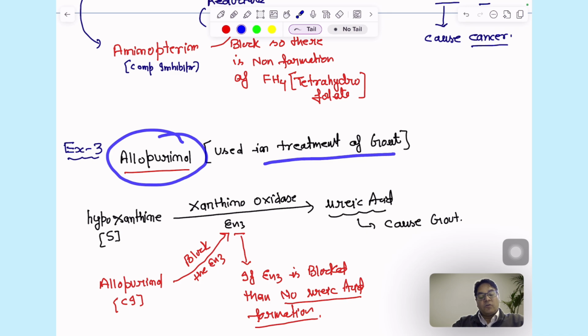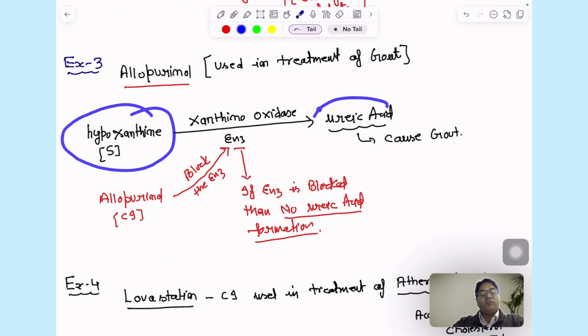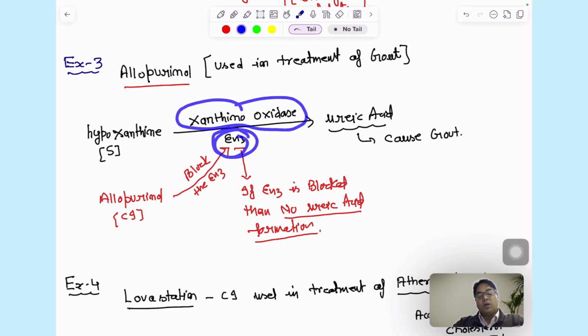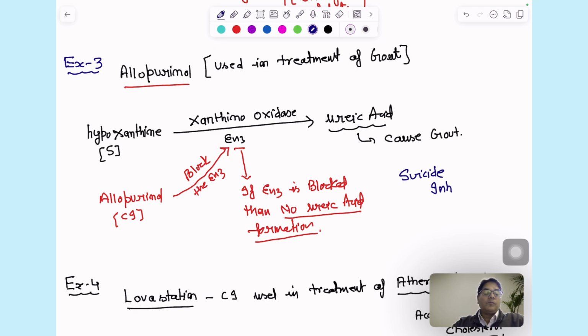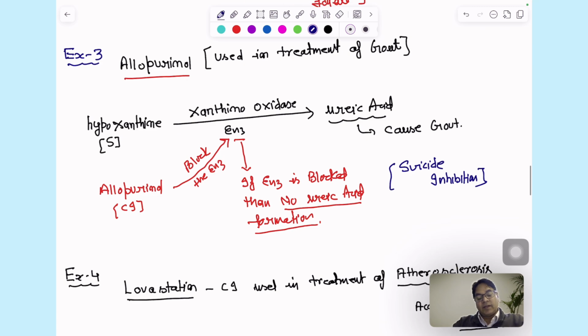Allopurinol is used in treatment of gout, where hypoxanthine is converted into uric acid. If you want to prevent the formation of uric acid, we have to block this enzyme, xanthine oxidase. So allopurinol is a competitive inhibitor. Allopurinol itself is converted into a hypoxanthine analog also, and that's why this type of inhibition is also called suicide inhibition.